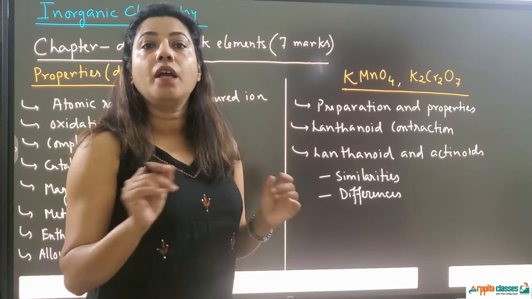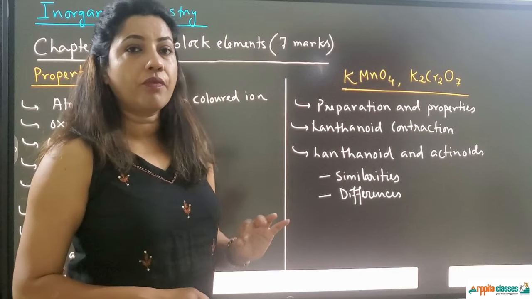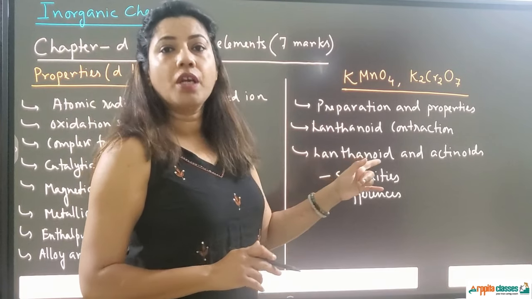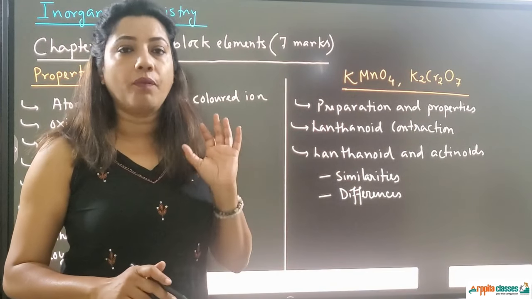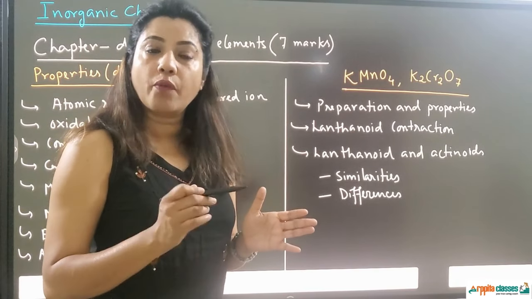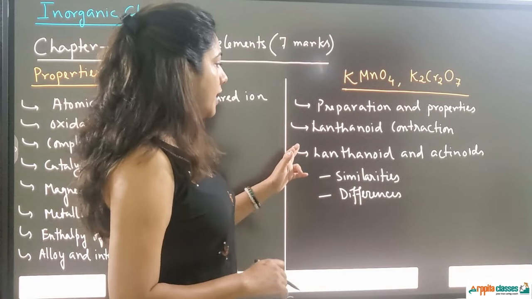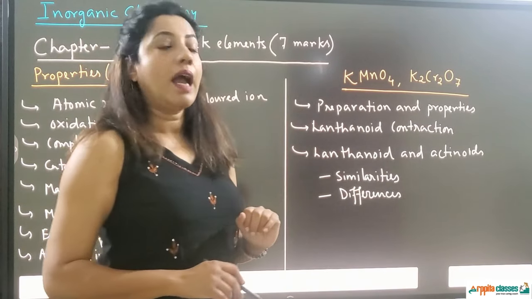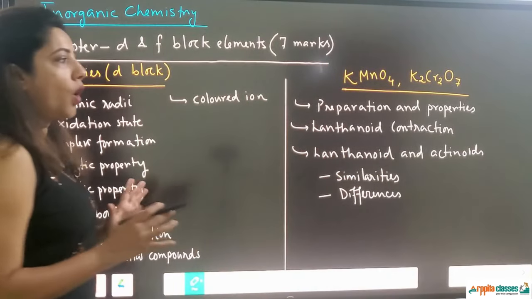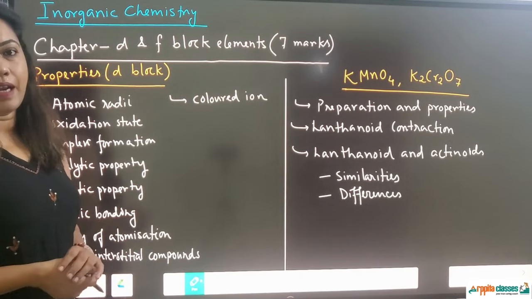There are many chemical reactions which you need to prepare along with their balancing part. Then we have lanthanide contraction, a very important question from F block elements. We only get this mainly. So prepare a short note on lanthanide contraction nicely: what is lanthanide contraction, what is the cause of it, and what are the effects of it. Then we have the differences and the similarities between lanthanoids and actinoids. So these are all we have to prepare from D and F block elements.